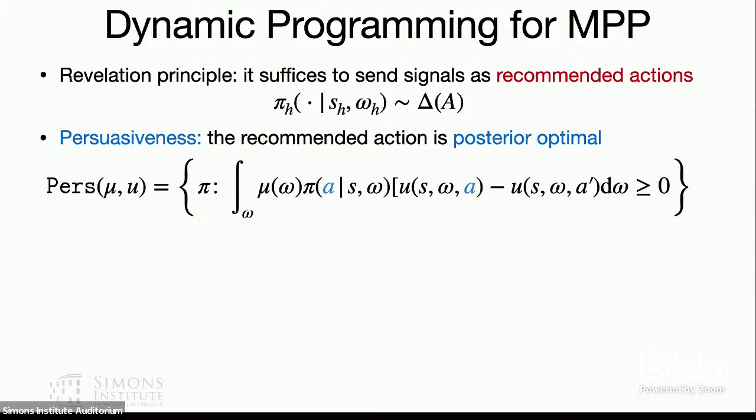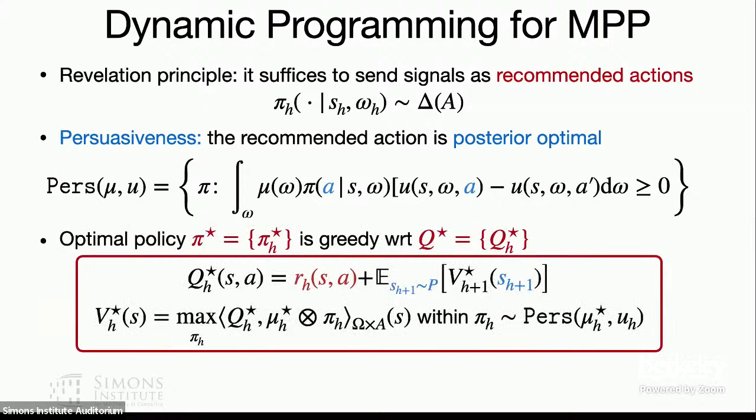This is given by this complicated equation, but here this A is the recommended action, and this term is the posterior expected return following this recommended action, and it's better than when you are recommended A but take action A prime. That means that given this condition holds, always following the recommendation is optimal for the receiver. Then the optimal policy can be characterized by the greedy policy with respect to the action value function. Here, this action value function satisfies this Bellman equation, which is very similar to the classical one. The only difference is that here, the greedy policy should be taken within the set of persuasive policies. It depends on both the prior distribution and the utility function.